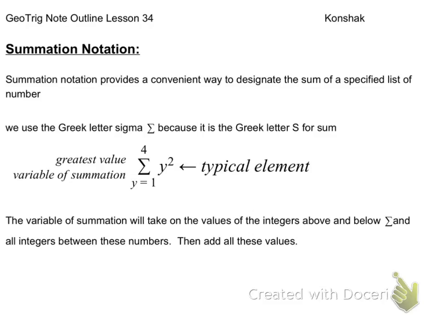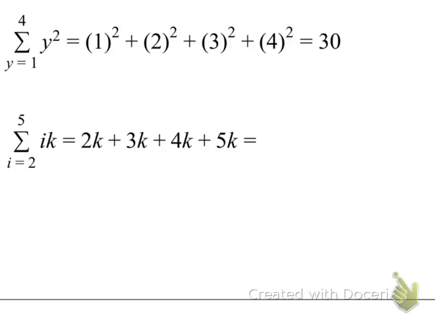Now, on the bottom there, I do have it that it says it takes integer values above and below sigma, and the range from there, it's all integers between those, and then you add them up. So, what does that example here look like when we actually plug those numbers in? So, it looks like the top example here, where, like I talked about, I'm going to plug a 1 in for y, then a 2 in, 3 in, 4 in. And then I'm squaring it because the element says y squared. So it's 1 squared plus 2 squared plus 3 squared plus 4 squared. If you evaluate that all the way out, you end up with 30.